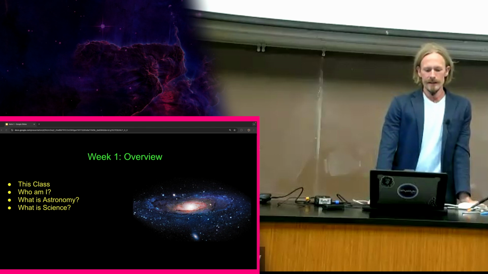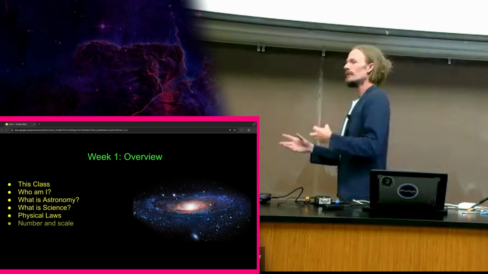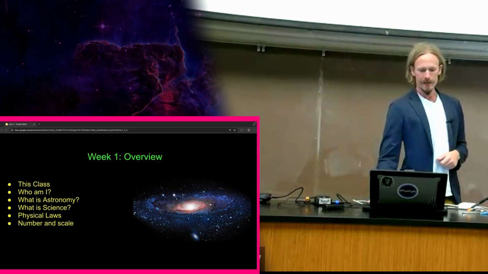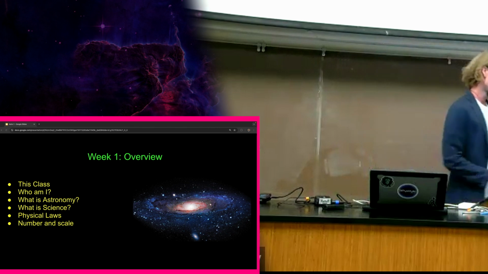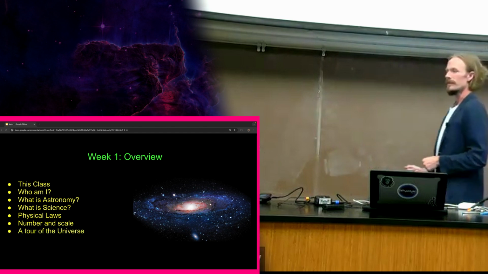Physical laws fit into that. We'll talk about them briefly. These are kind of like the road signs for how we're going to navigate the rest of the course. And I'll see if I can make it through most of this today. And then at the end, if there's time, I'll take you on a very quick tour of the entire universe as far as we know it.